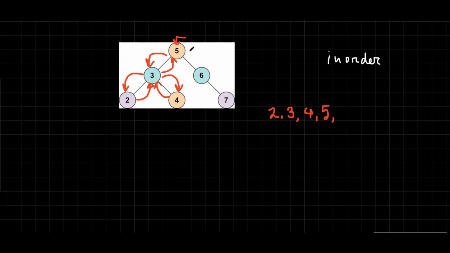Now for 5, we will go to node 6, and node 6 does not have any left child. So we will store the value of node 6 here, and from node 6, we will go to node 7. So we will store the value of node 7 here. Now from 7, we will trace back to its parent, and from 6, we will trace back to 5, and from 5, we will return.